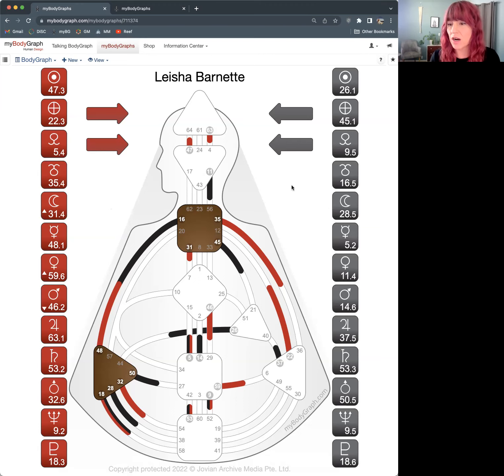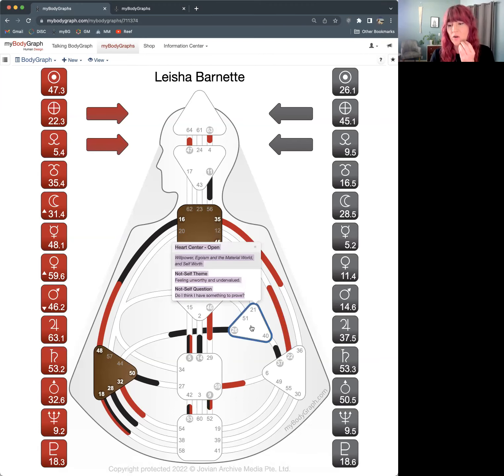Okay, so the heart ego center is this center right here. You'll see it sometimes in human design language and resources that it's called the heart center, sometimes it's called the ego center. Both are appropriate, very much so, and we'll get into that today.